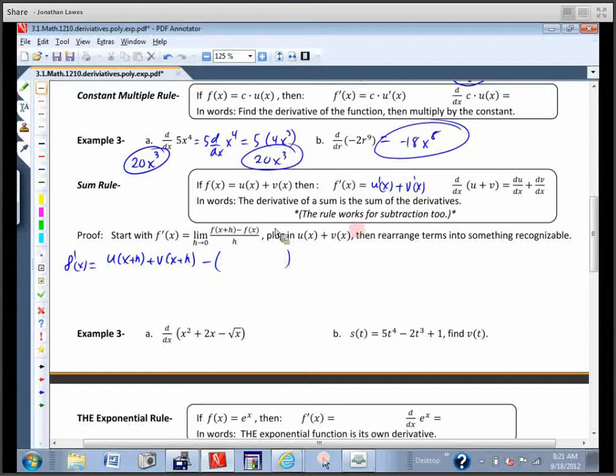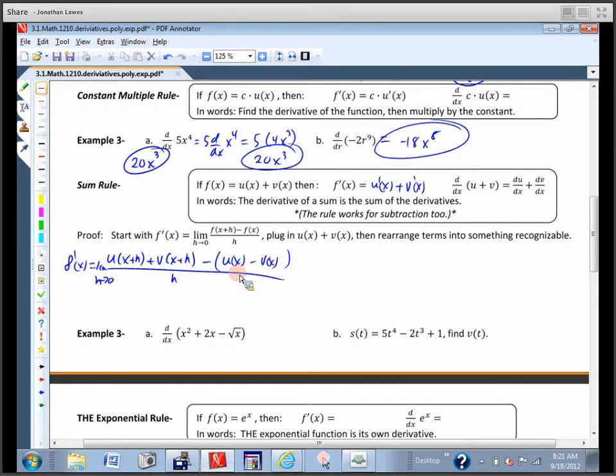So f prime of x would be u of x plus h plus v of x plus h. There are the two terms that we'd plug x plus h into. Minus, now remember that second part you really ought to put in parentheses, whatever we get when we plug in an x. So this would be u of x plus v of x. Whoops, all of that's over h, and I forgot to write the limit. Limit as h approaches 0.